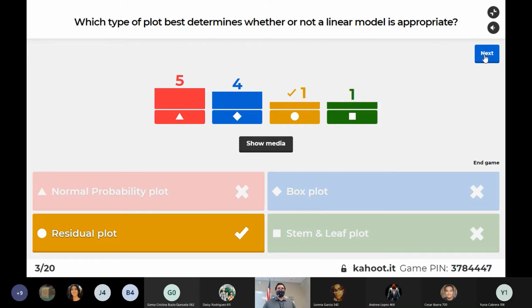Right, so the residual plot, as long as it has no obvious patterns, like it doesn't follow a curve, and all the points are basically within the same amount of distance away from that horizontal line, that means a line is a good model for that scatter plot.